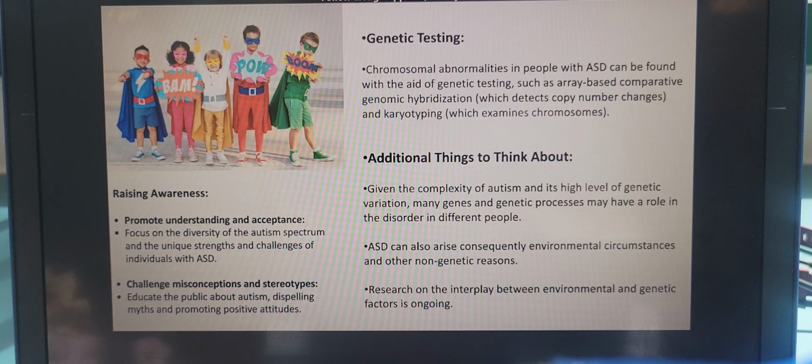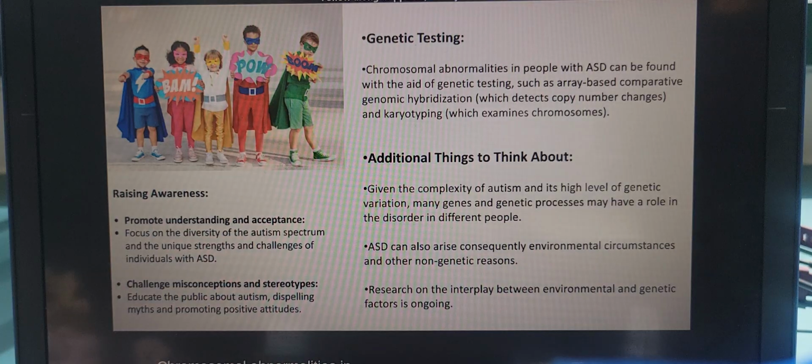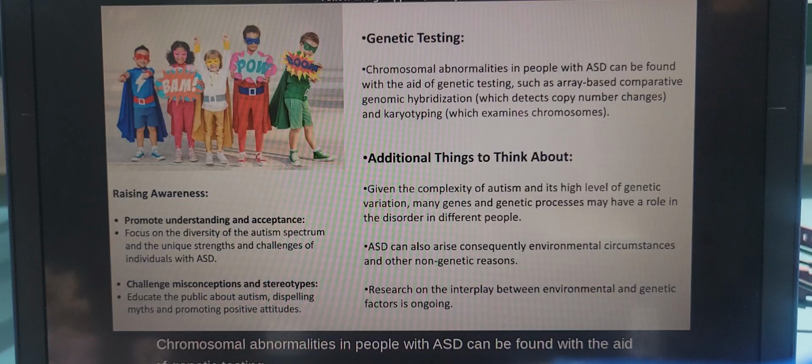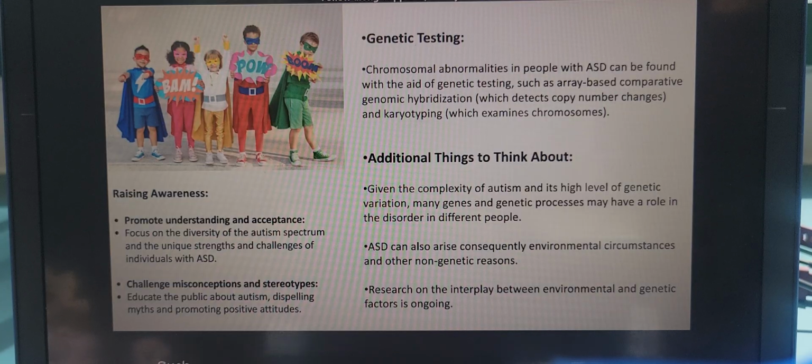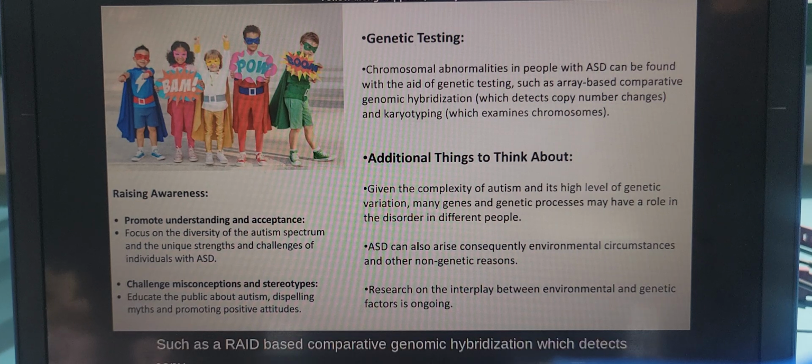Genetic testing and raising awareness. Chromosomal abnormalities in people with ASD can be found with the aid of genetic testing, such as array-based comparative genomic hybridization, which detects copy number changes, and karyotyping, which examines chromosomes.